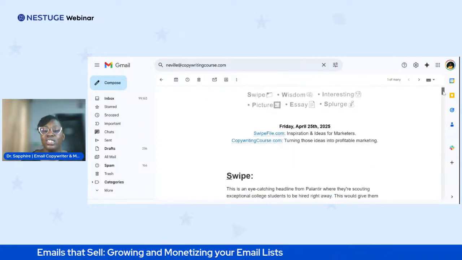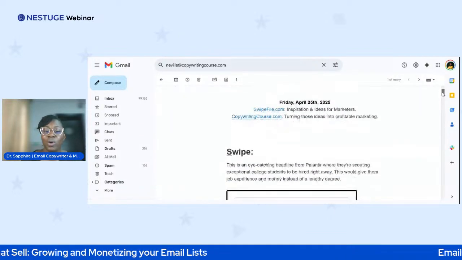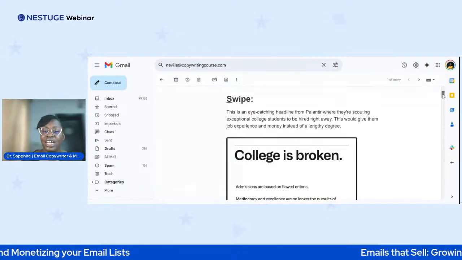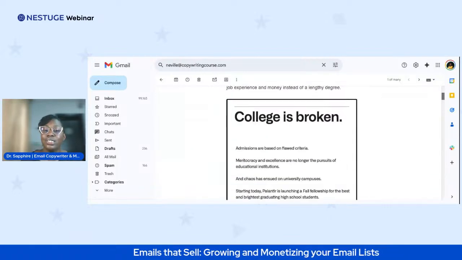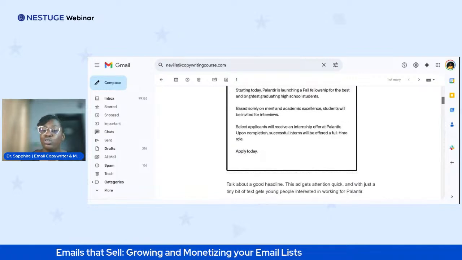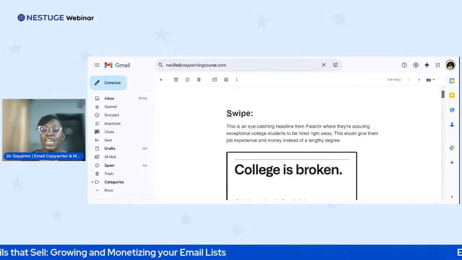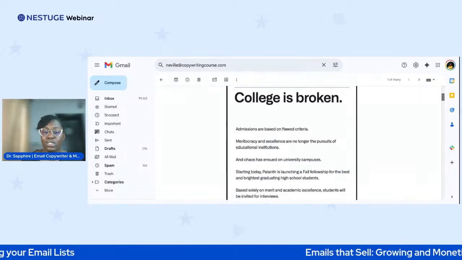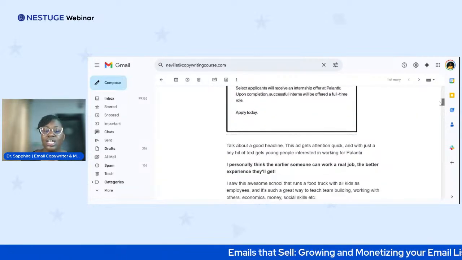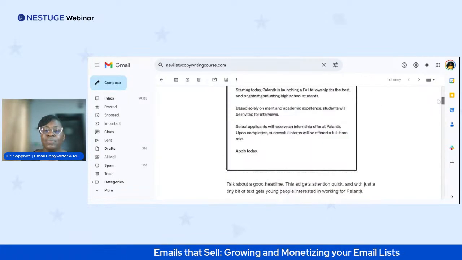And so you can see this one where he says swipe. This is an eye-catching headline from Palantir where they're scouting exceptional college students. So he saw this thing. Now, how is this related to what he does? He does copywriting, and this is an eye-catching headline, so it is still related to copywriting. This is the swipe he shares. Then he gives some talk about it. Then what's the next thing?